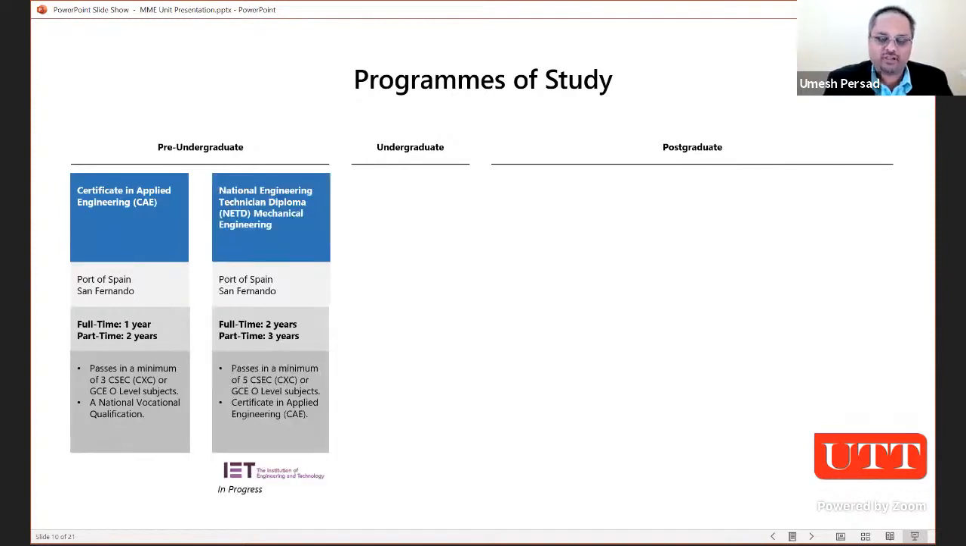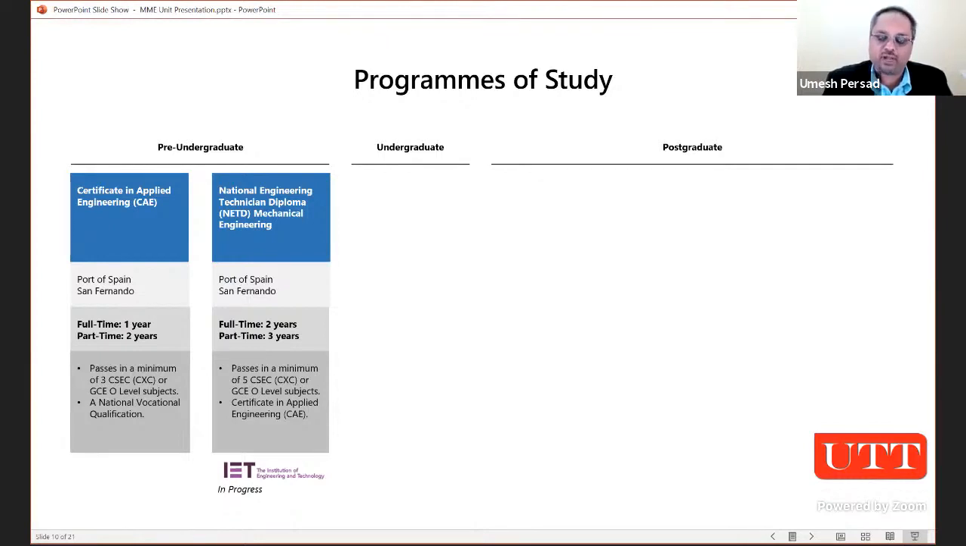Secondly, at the pre-undergraduate level, as was mentioned before, we have the NETD, or the Diploma Program, which is one of the largest programs at UTT and well subscribed, and it has been going from strength to strength. So this is offered, the NETD in Mechanical Engineering, at the Port of Spain, John D campus, and at the San Fernando campus. And full-time 2 years, part-time 3 years.